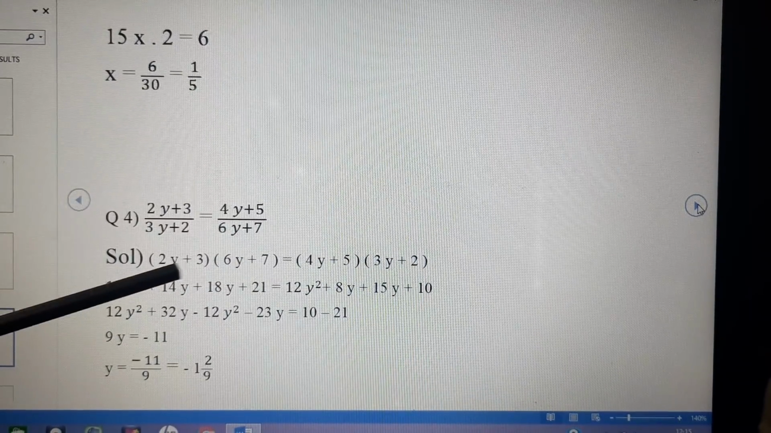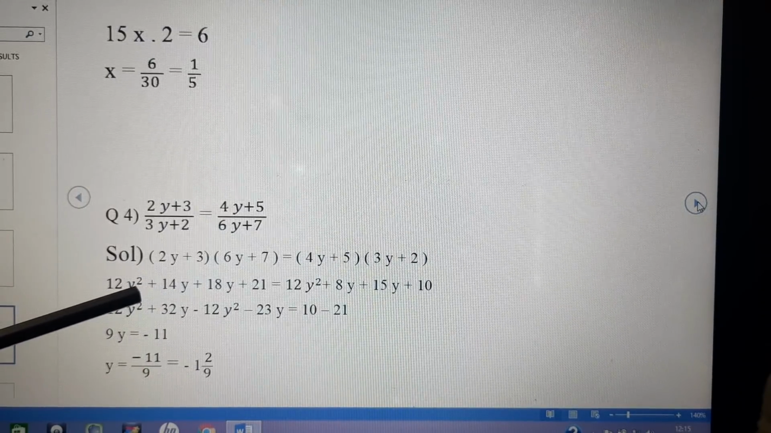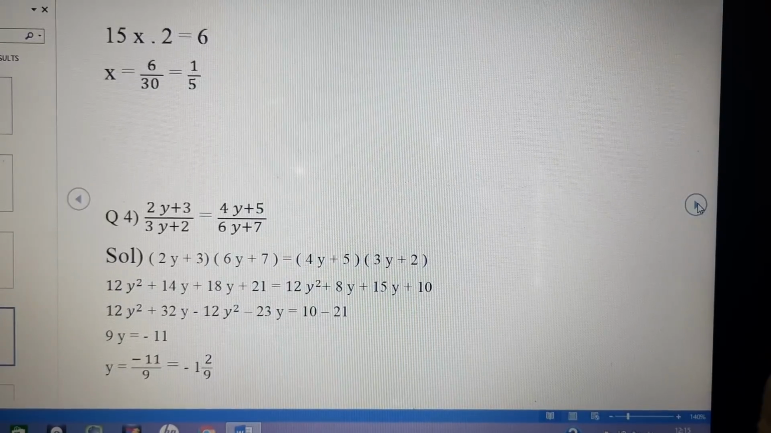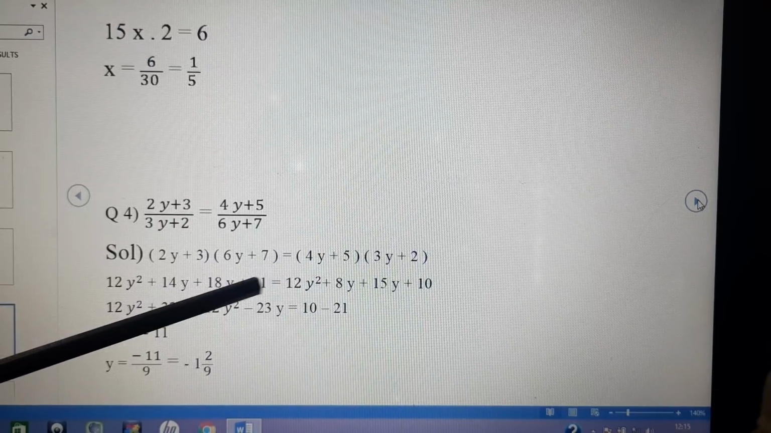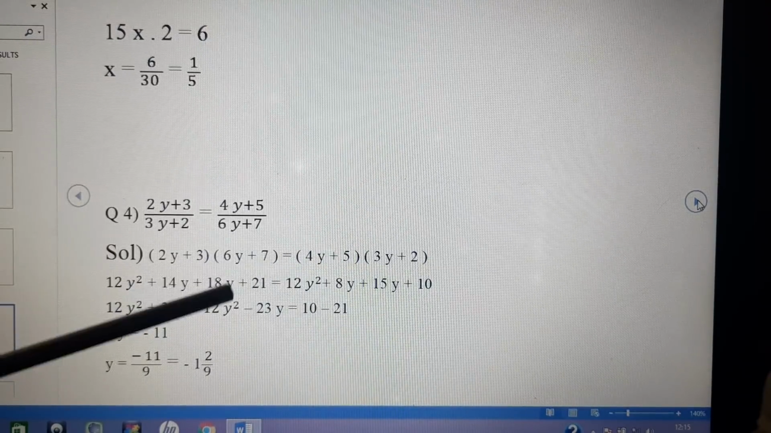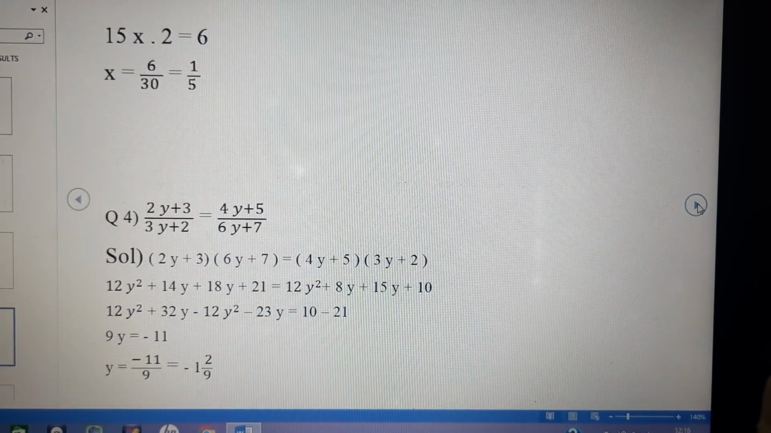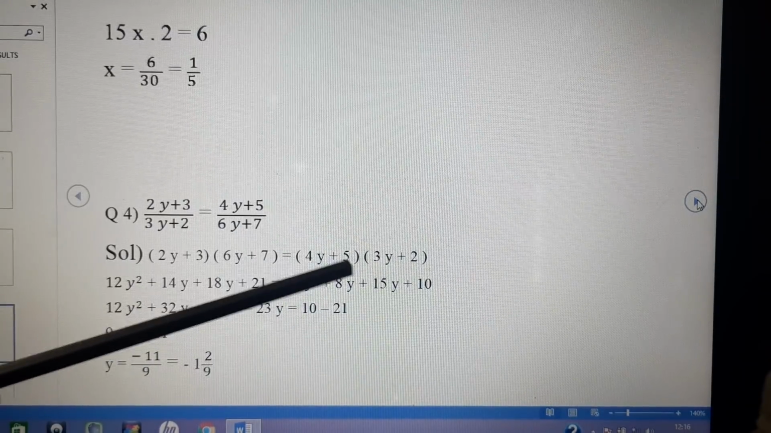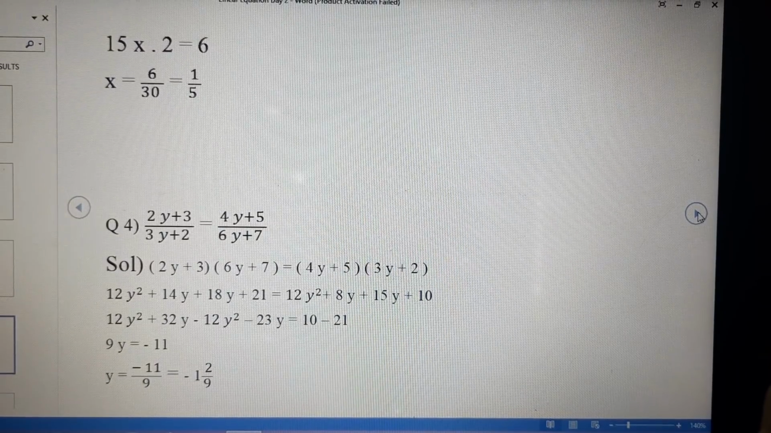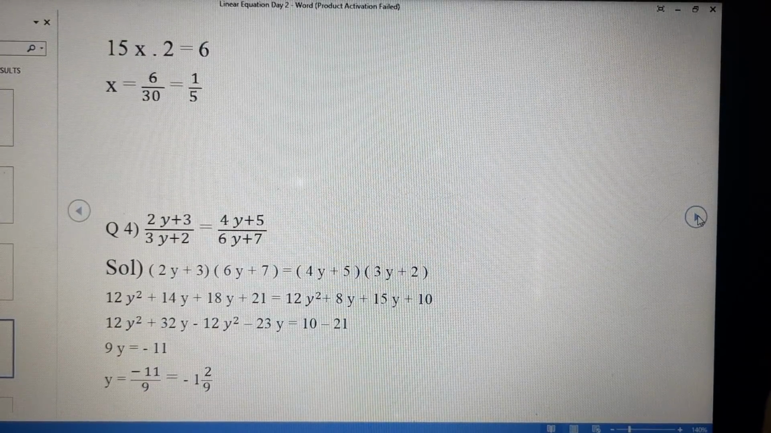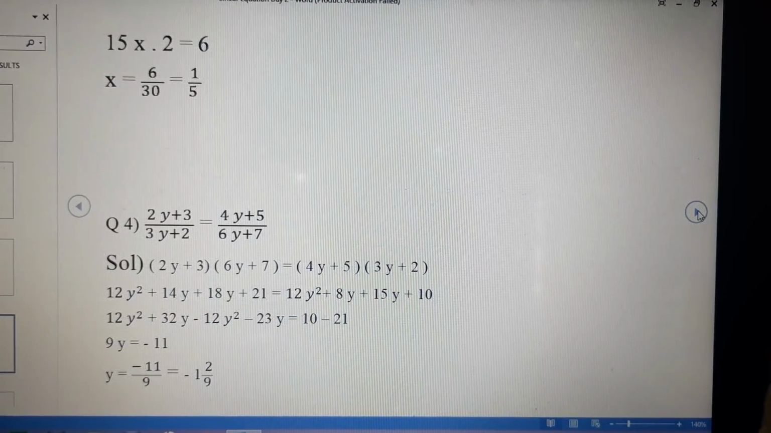So we'll open the bracket, 2y into 6y, 2 6s are 12, y into y, y square, 12y square. Leave it like that. First of all, open the bracket. 2x into 7, 14y. 3 into 6y, 18y. 3 7s are plus 21. Everywhere we had plus sign. Other side also 4y into 3y. 4 3s are 12. y into y, y square. 12y square plus 4y into 2, 8y plus 5 into 3y, 15y plus 10.